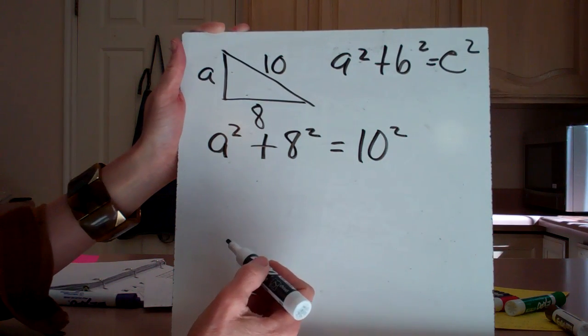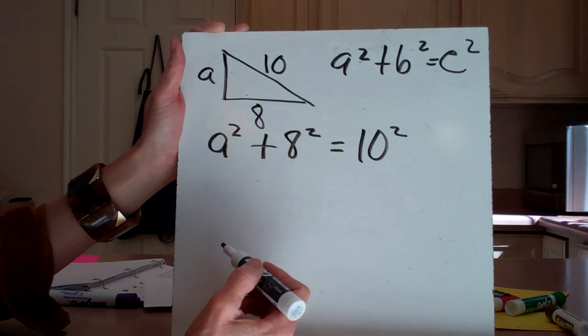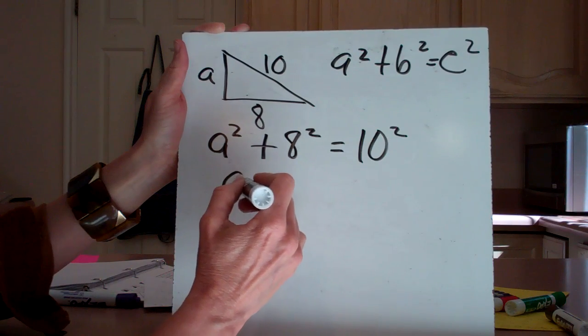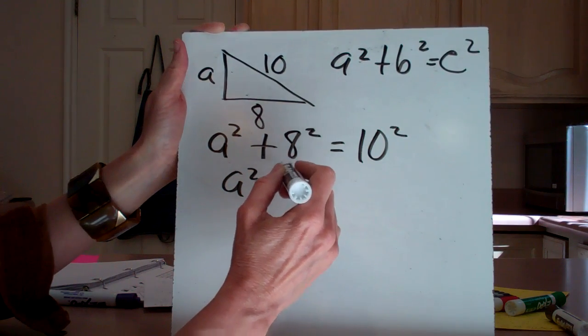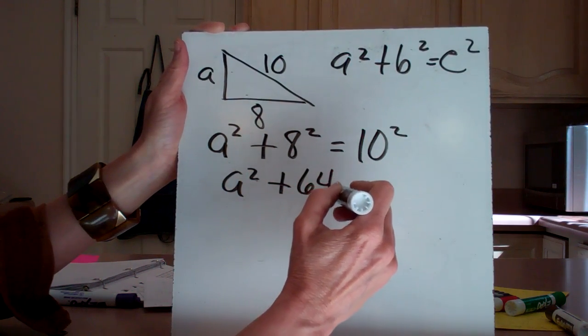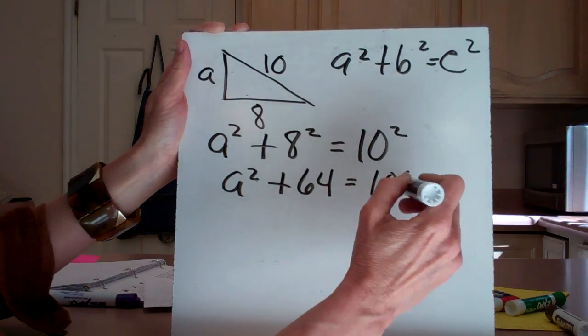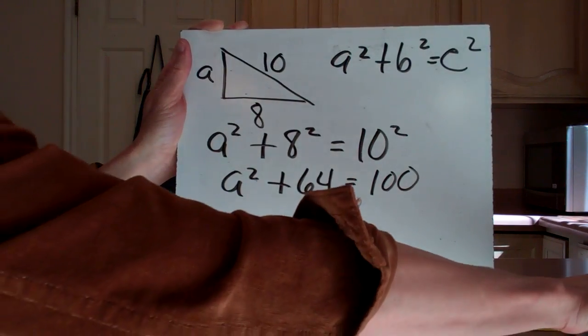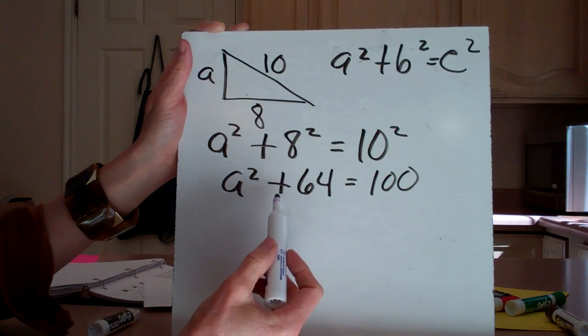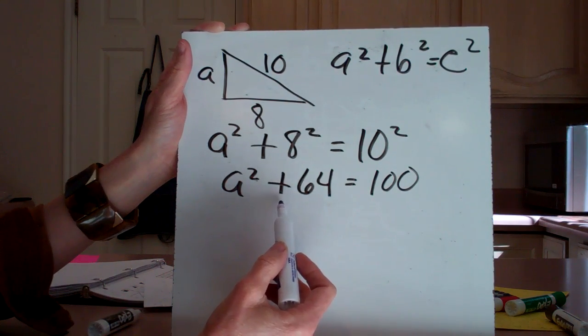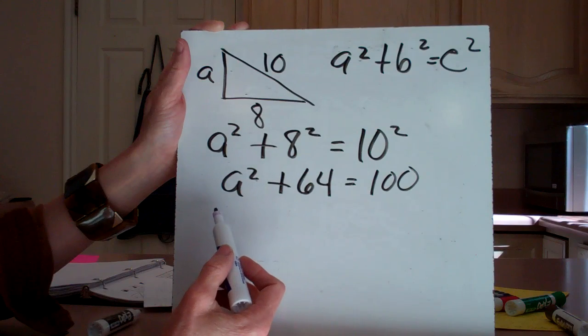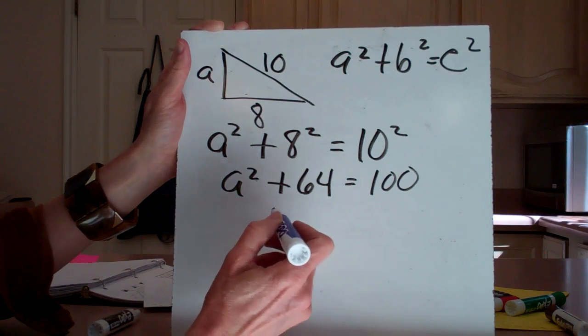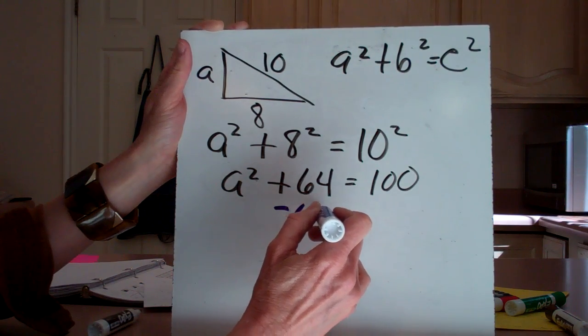This isn't much tougher to solve. It's just one more step. So I'm going to rewrite this. a squared plus 8 times 8 is 64. 10 times 10 is 100. How do I get a squared by itself? If we remember our algebra, we know that we need to take the opposite of positive 64 in order to get a squared by itself. In other words, we can subtract 64.